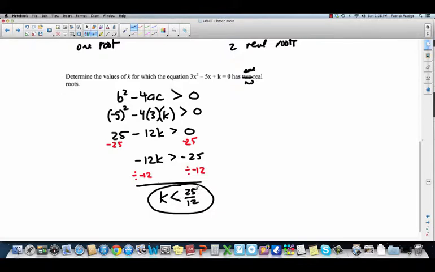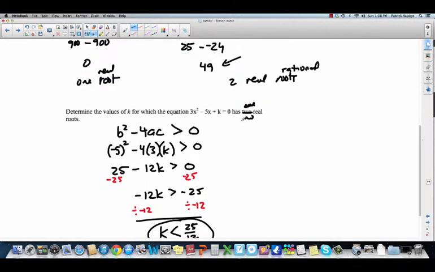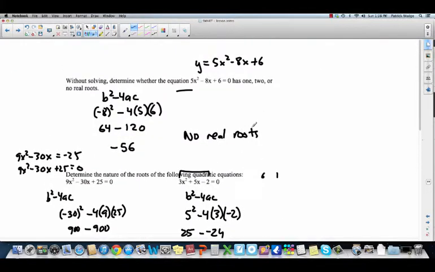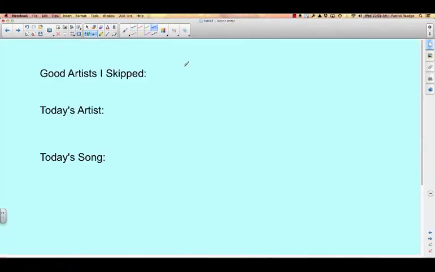Alright, that's the discriminant. If it seems confusing in any way, don't worry. It's really not that confusing. I just have probably done a poor job explaining. If you understand, yay, good work.